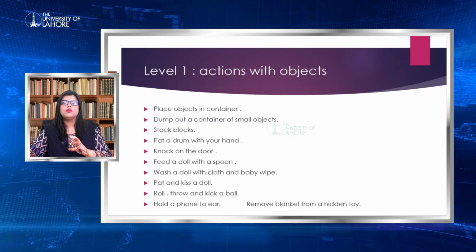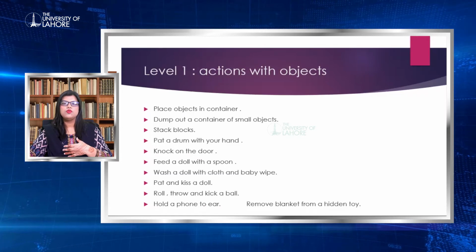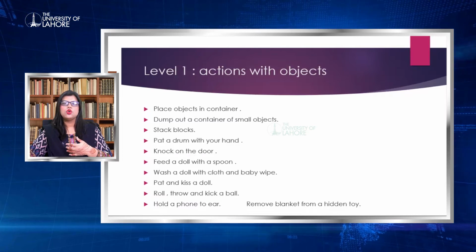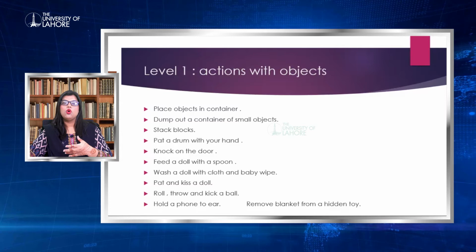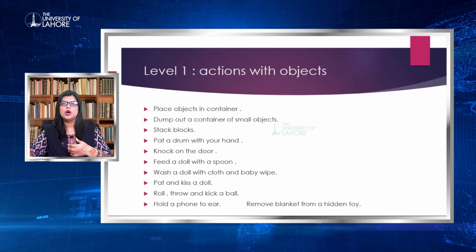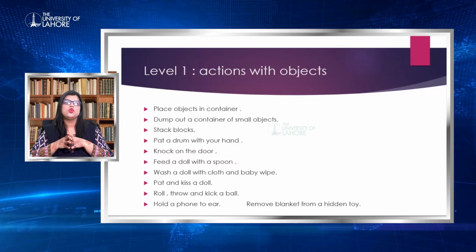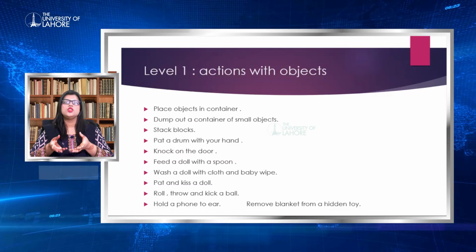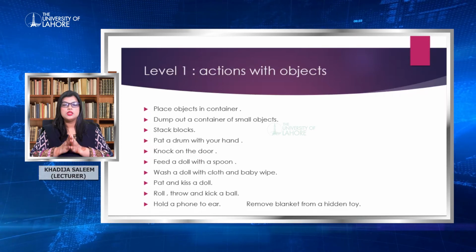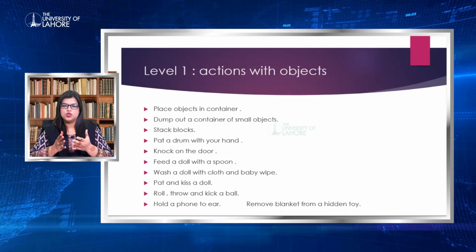Or if there is a baby doll and a spoon, does the child know how to feed it with a spoon, or wash it with a cloth, or pat or kiss the doll? If you have a ball, does the child know the actions of a ball? For example, does he know how to throw it, how to roll it? And if he's 1-year-old or 2-year-old and he's not performing these actions, he's just putting the ball in his mouth and mouthing, and he does not know this concept, this means that his imitation is delayed.